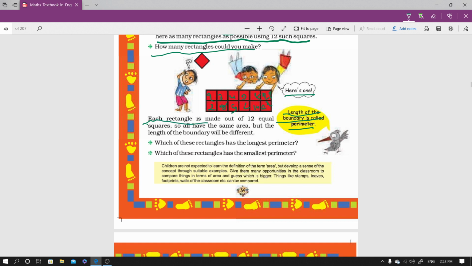Each rectangle is made out of 12 equal squares, so all have the same area, but the length of the boundary will be different.